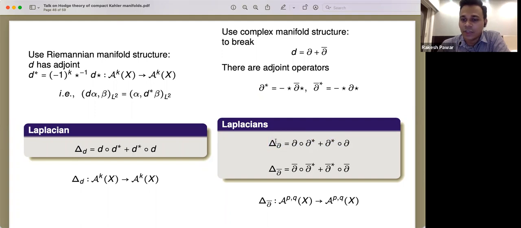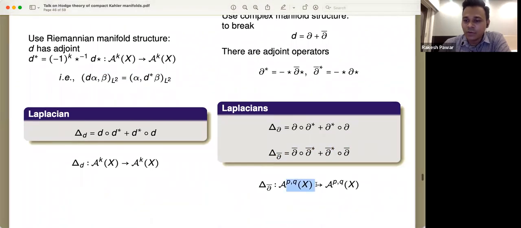Now what you can check is that we can form differential operators with respect to these adjoints. Again, adjoints in the sense that there is a similar identity: del alpha comma beta equals alpha comma del star beta, and likewise for del bar. Okay, it's the same adjoint relation. Using these, I can form two differential operators, the Laplacian with respect to del and the Laplacian with respect to del bar. Let's concentrate on this one. It will send (p,q)-forms to (p,q)-forms.